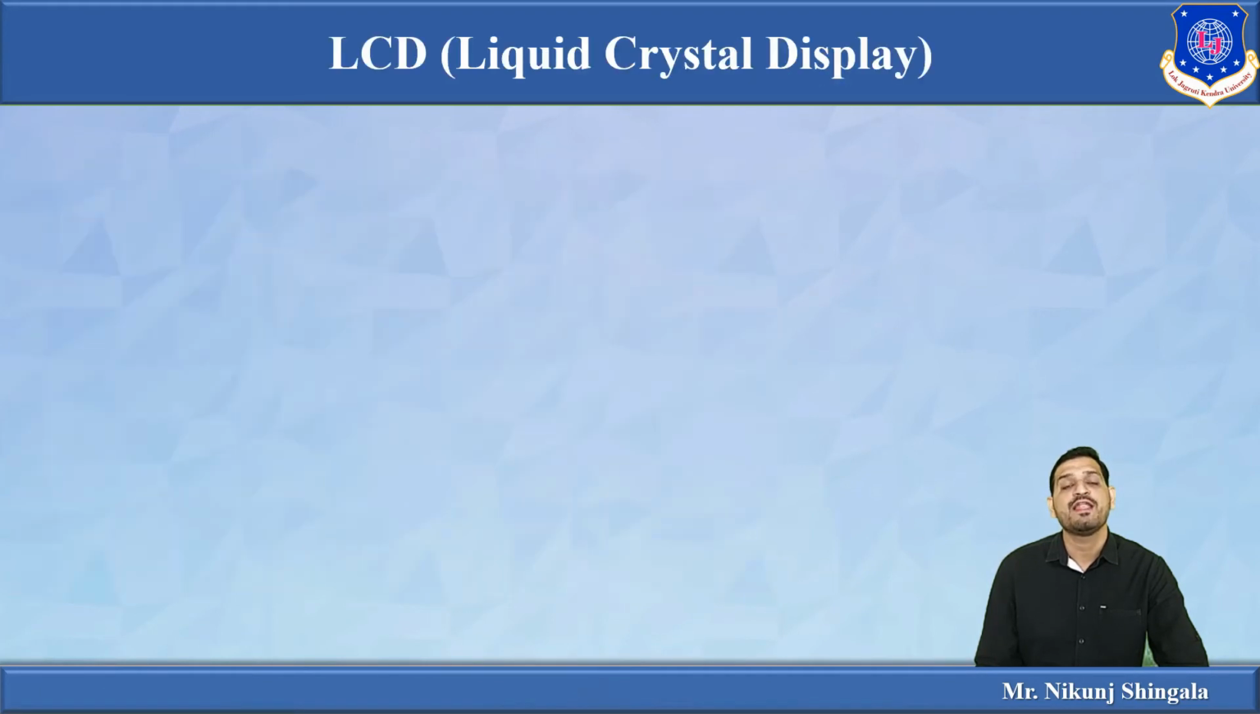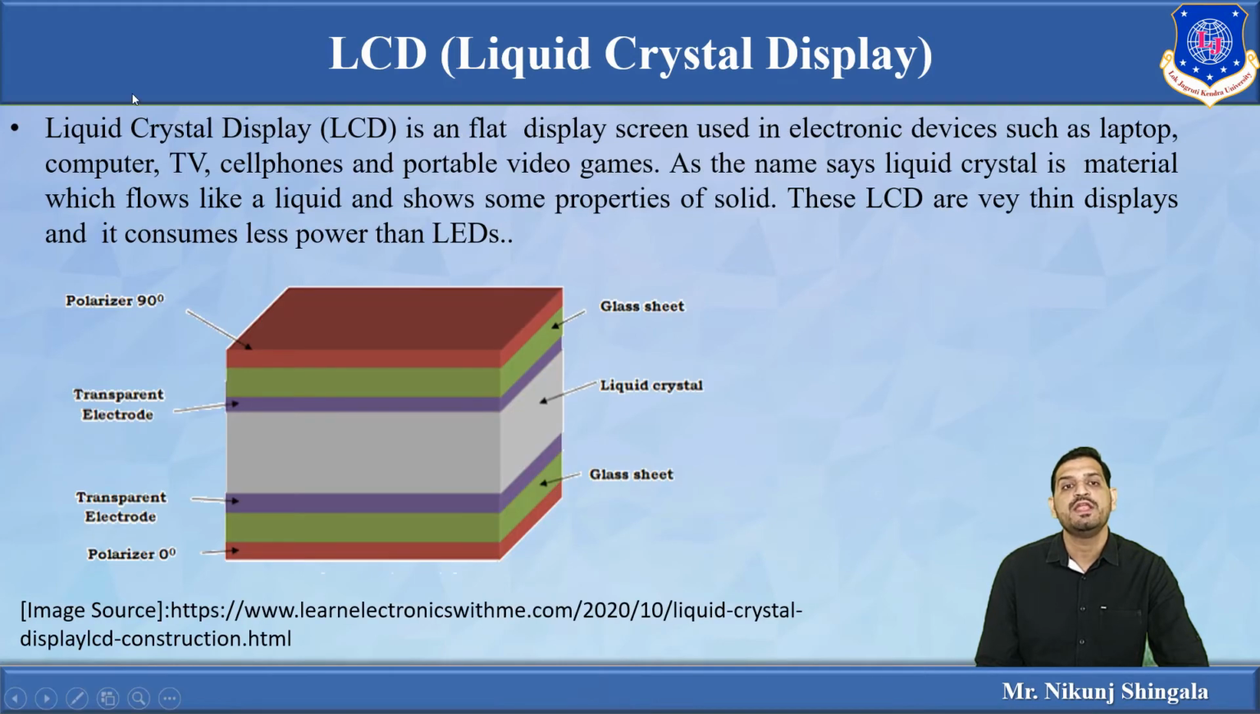Now let us move towards the LCD. LCD is a liquid crystal display. A liquid crystal display is a flat display screen which is used in a variety of electronic devices like laptops, TVs, cell phones and portable video games. As the name suggests, it consists of two types of material: a liquid material, and it also has some properties of a solid.